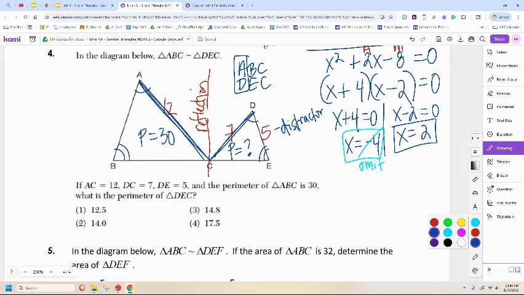Do you remember how side length is multiplied by k, the scale factor, and so is perimeter? So perimeter is also proportional. So we could put 12 over 7, that's a set of corresponding sides, and then we can do corresponding perimeters: 30 over our missing perimeter. Okay, so now we just cross multiply.